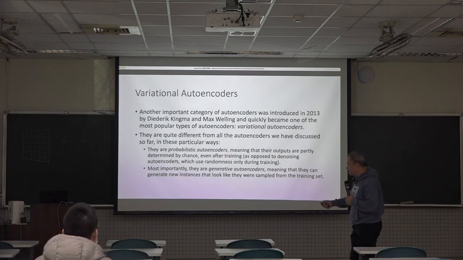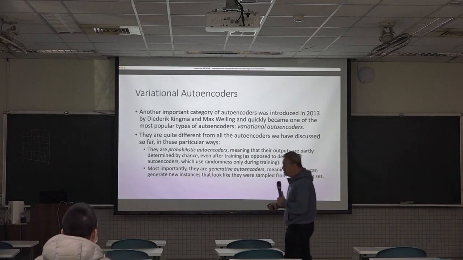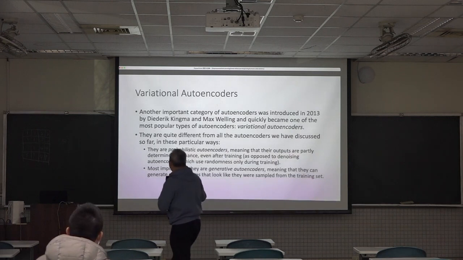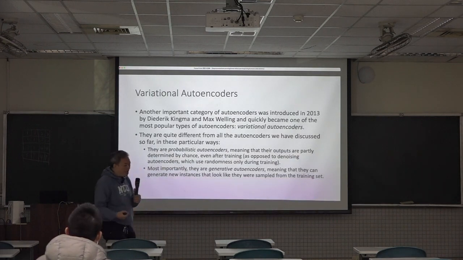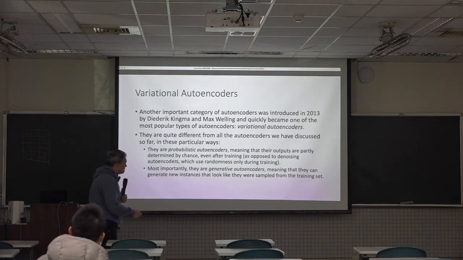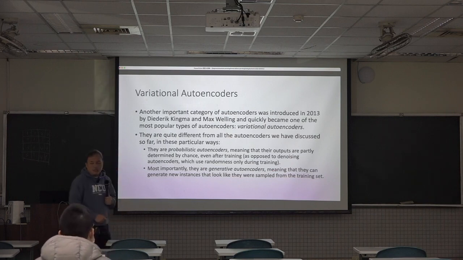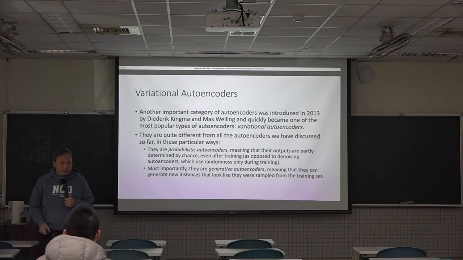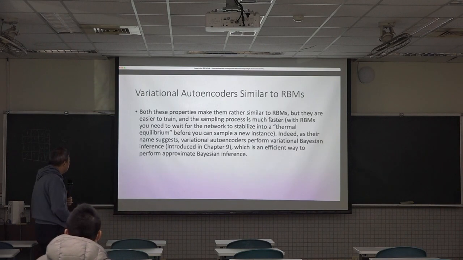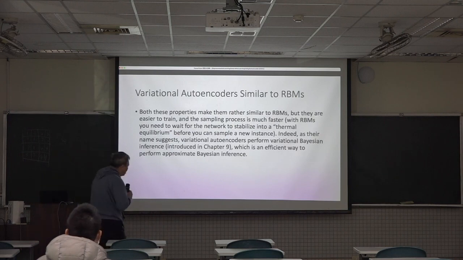And the second reason, which is actually the most important reason why the variational autoencoder became so popular, is that variational autoencoders are generative autoencoders. It means that they can be used to generate new instances that look like they were sampled from the training set. So in a sense, you can use it to generate a lot of data.